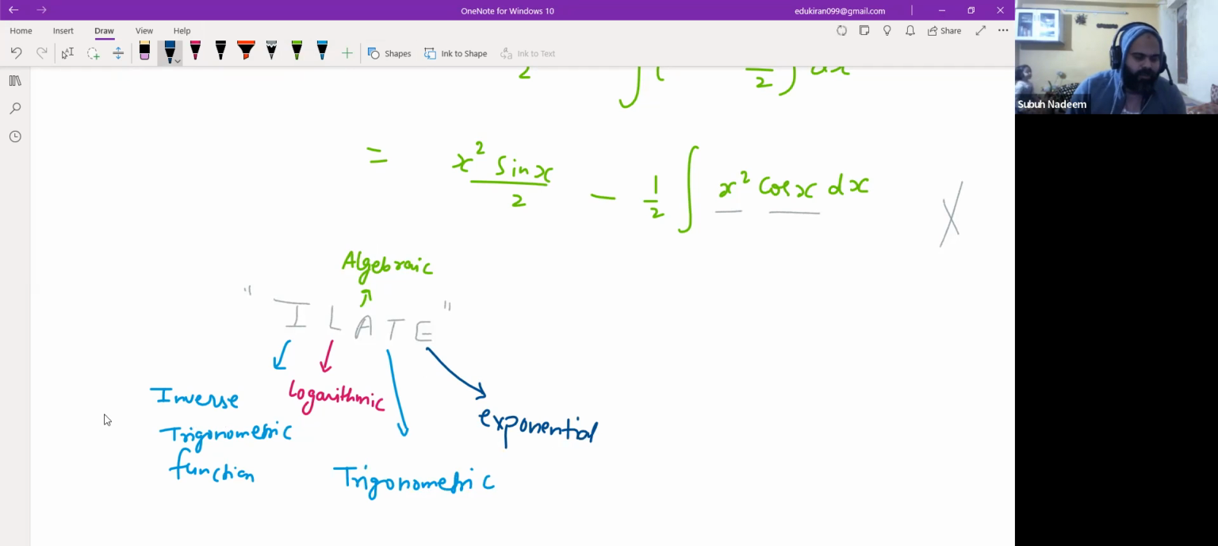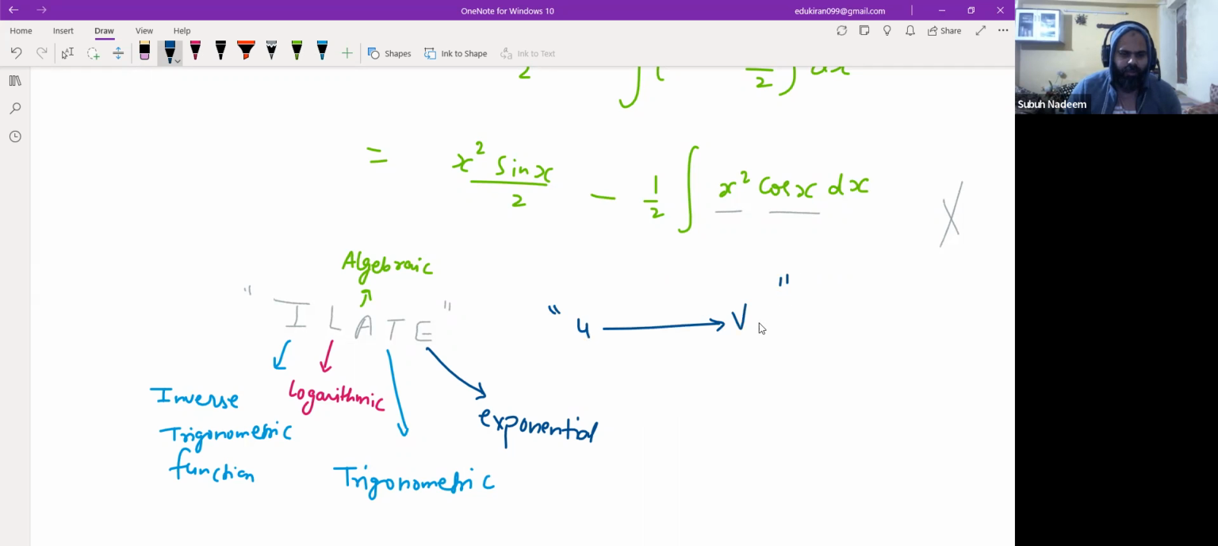You know all these types of functions: inverse trigonometry means sine inverse, cos inverse, tan inverse, all those functions. Logarithmic function is log x. Algebraic is x square, x cube, and other powers of x, and also root over x square plus 2, root over x plus 3, all these. Trigonometric: sine x, cos x, tan x. Exponential: e to the power x or a to the power x. So this order we have to follow in order to take u and v.